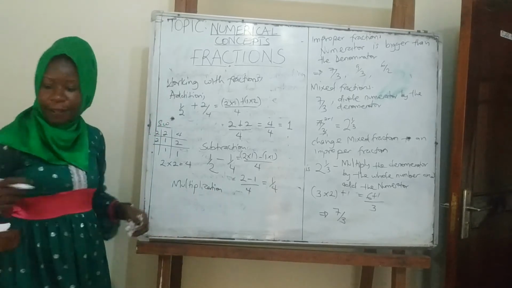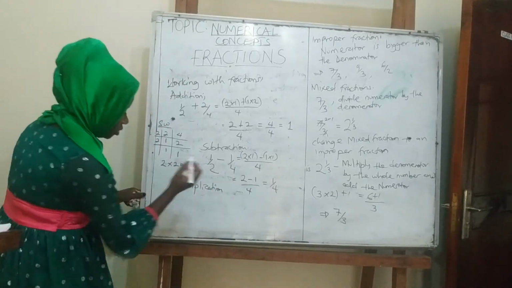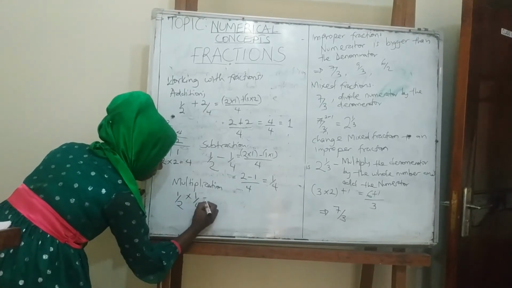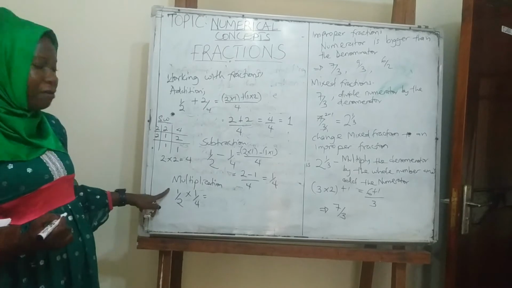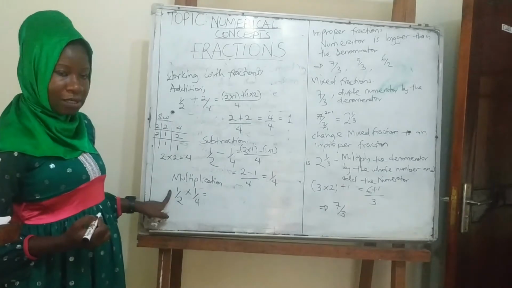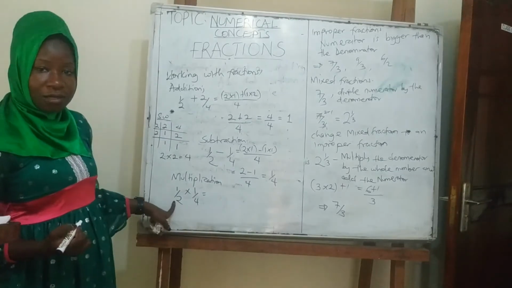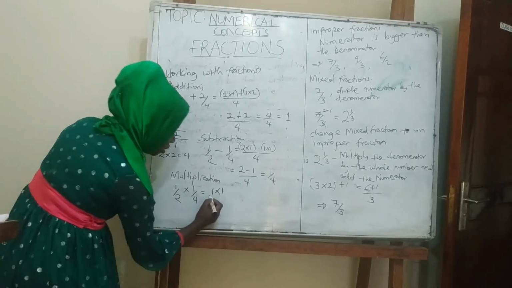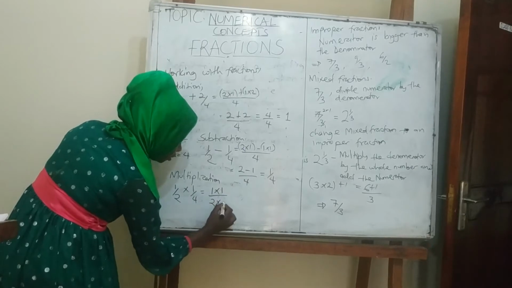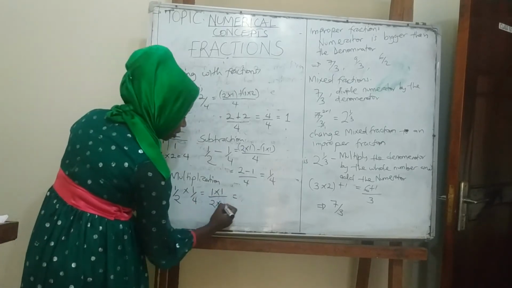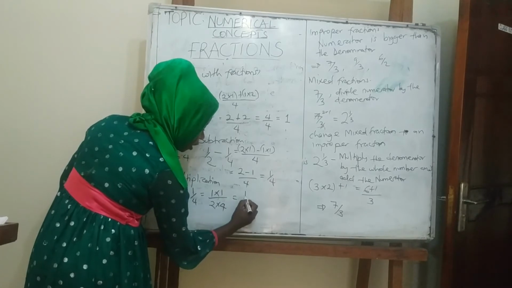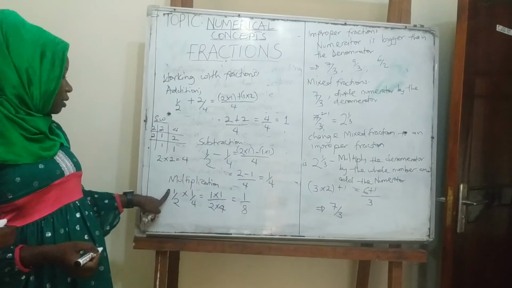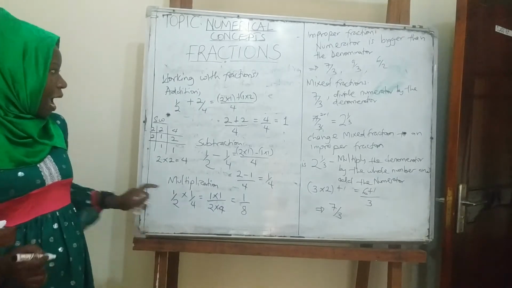How do you multiply fractions? I have a simple example like a half times a quarter. To multiply the fractions, here we multiply the numerators alone and multiply the denominators alone. I'll simply get 1 times 1, then I divide by 2 times 4. This answer here, I get 1 out of 8 as my answer. Simply multiply the numerators alone and then the denominators alone.